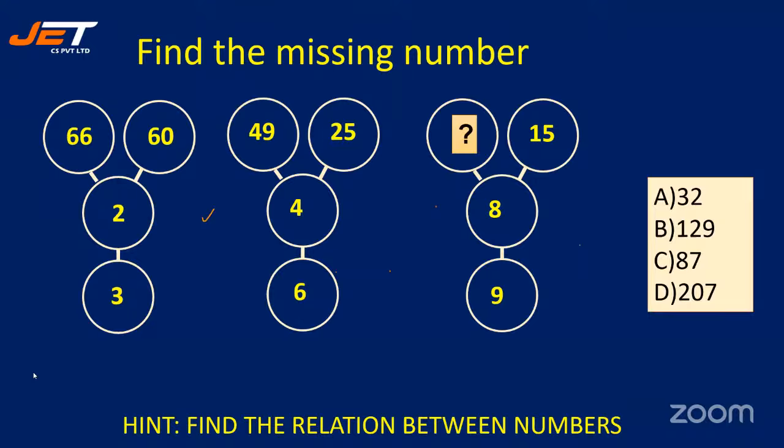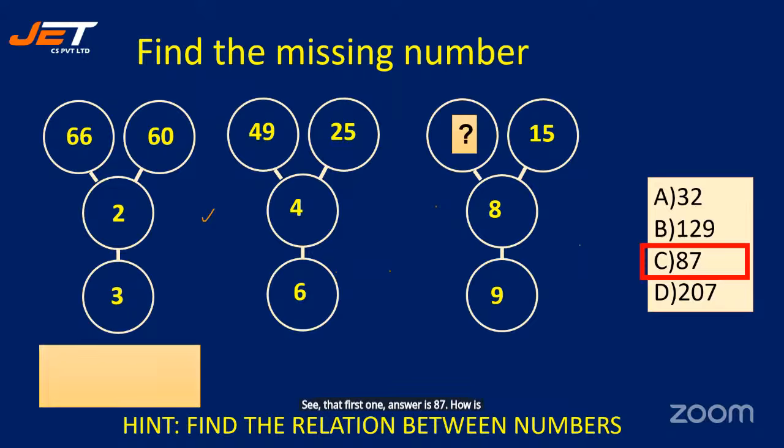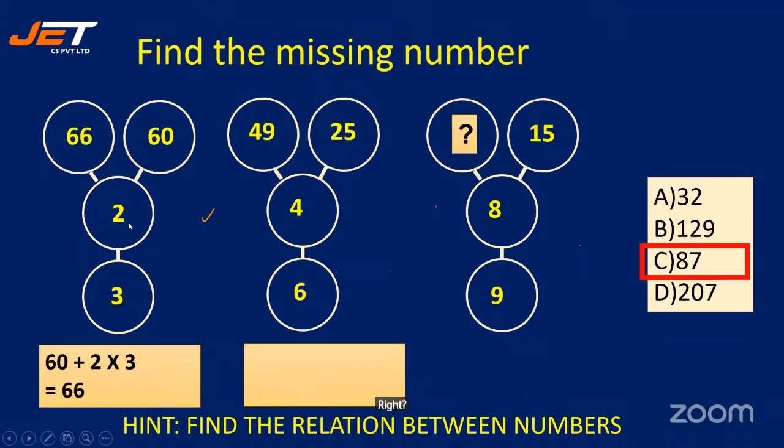All right. So hope you all would have done it and got the answer. See, the first one answer is 87. How is it 87, students? See here, you can find the hint that has been displayed. In the first one, we have 60 plus 2 into 3, right? So we are taking this 60, and the 2 into 3, that is 60 plus 6 is 66.